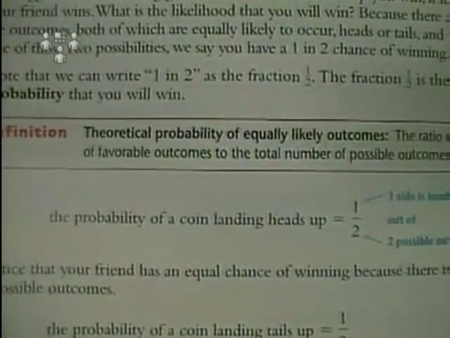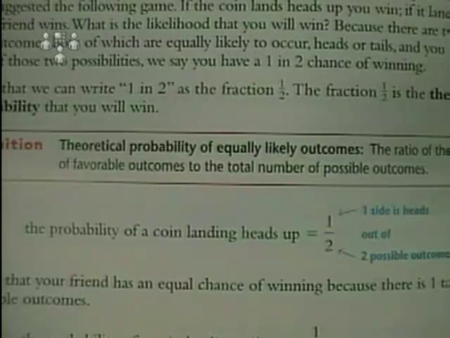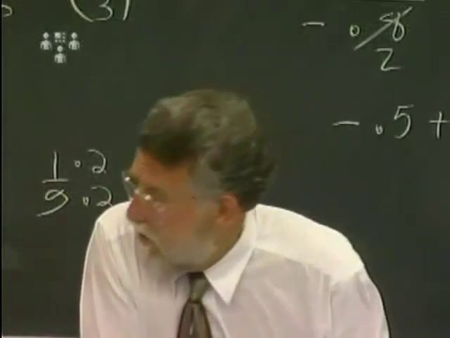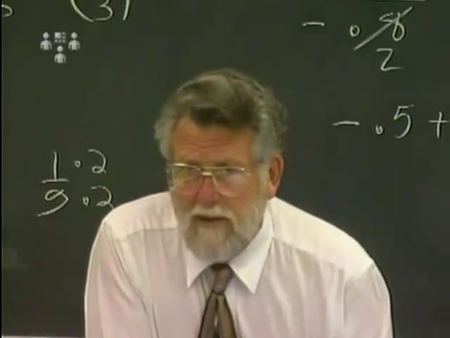The theoretical probability of equally likely outcomes is the ratio of the favorable to the total possible. And that's just exactly what we talked about. They give the idea of a coin landing heads. So that's 1 out of 2. The heads will be favorable. There are 2 possibilities, so 1/2.